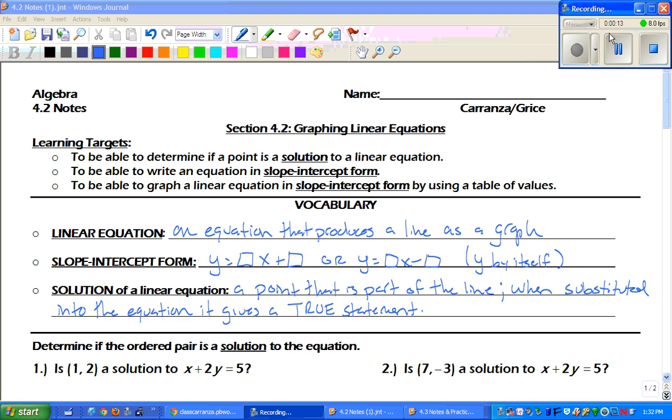Our learning target today is to be able to determine if a point is a solution to a linear equation, to be able to write an equation in slope-intercept form, and to be able to graph a linear equation in slope-intercept form by using a table of values.